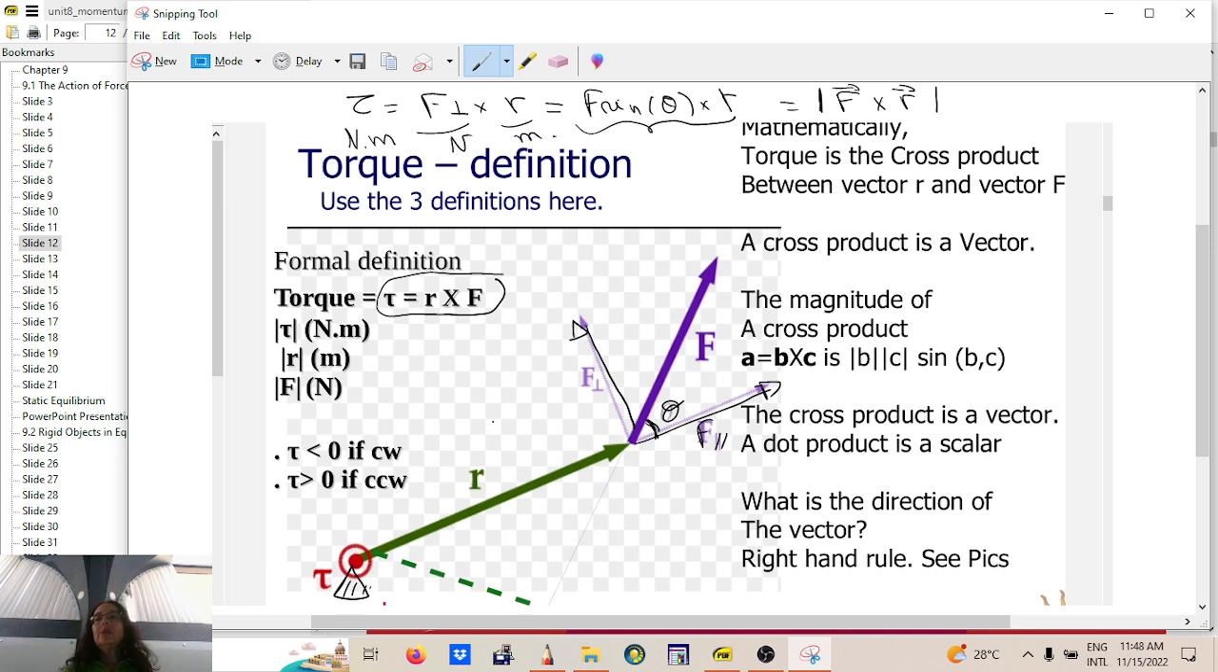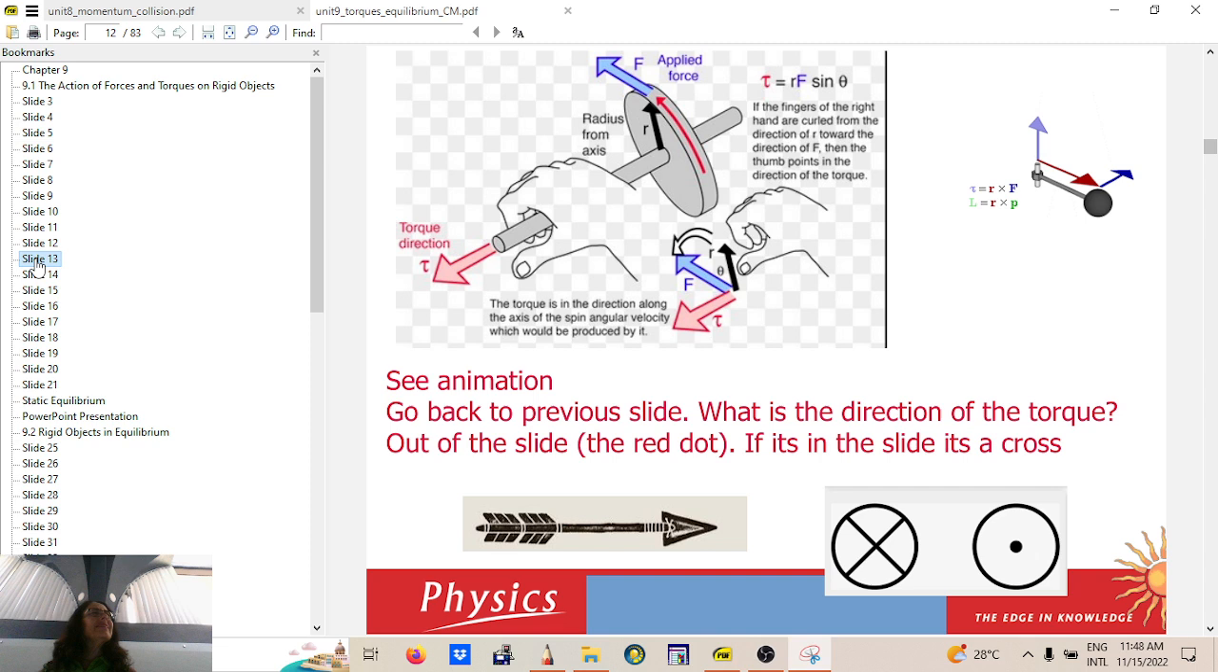The torque, is it test 3? I don't know, I forgot. I don't think so, because we start something new. Okay, I have to go back and check. I totally forgot.